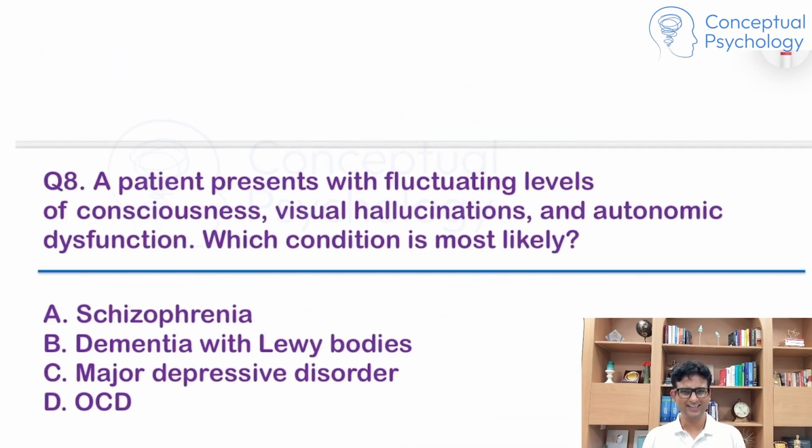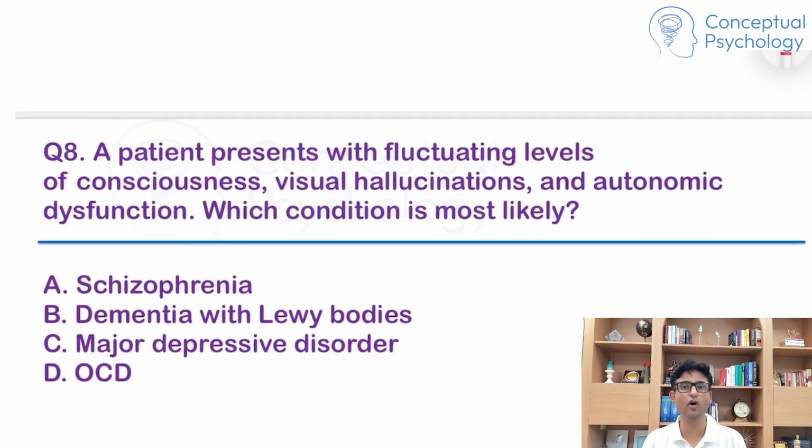Alright, this is a slightly problematic question. A patient presents with fluctuating levels of consciousness, visual hallucinations, and autonomic dysfunction. Which condition is most likely? Schizophrenia, dementia with Lewy bodies, major depressive disorder, and OCD. It is a question that can be very easily guessed, right? Of course, in schizophrenia, we don't see any disturbance of consciousness. In depression or OCD, we would not see any disturbance of consciousness. So you can rule them out and the answer becomes B.